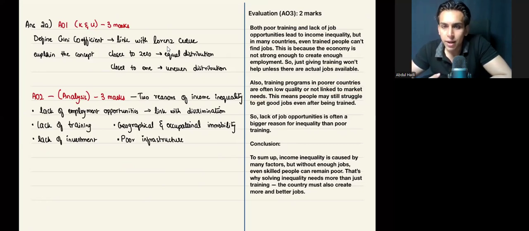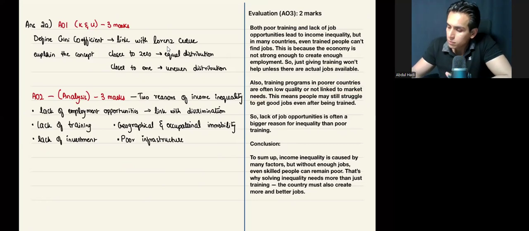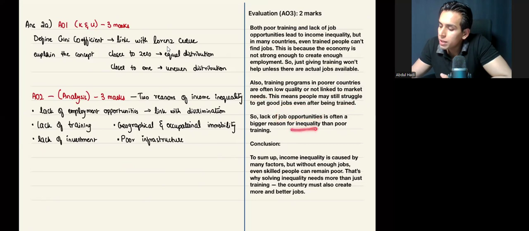Businesses don't want that skill. So it is often low quality, or it is not linked with market needs. This means people may still struggle to get good jobs even after being trained. So lack of job opportunity is often a bigger reason for inequality than poor training.